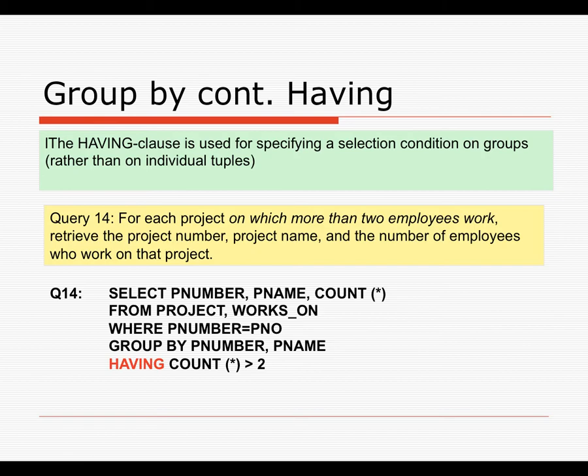So this is allowing me to get the project number and name and count from the two tables, where the project number equals P&O, and the group by, and then also having. So I'm getting the group by, and then further down I'm going to have having more than 2.